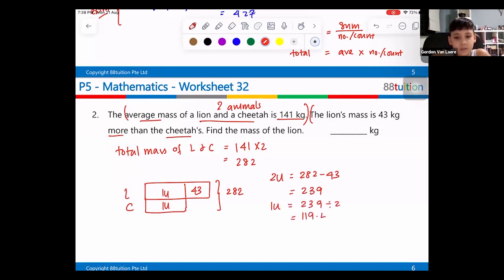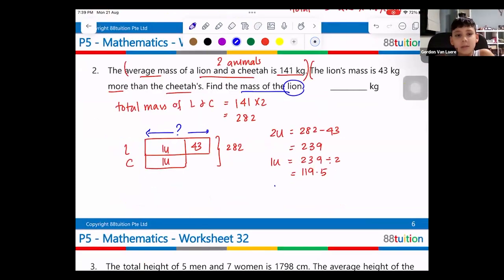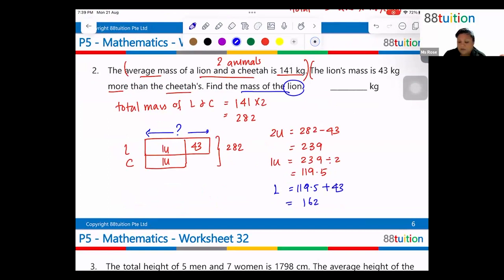119 and a half, or 119.5. Okay, so now what is the question asking? You are supposed to find the mass of the lion. So what do you need to do? The lion is 1 unit plus 43. So you take 119.5 plus 43, which is 162.5. Okay, so that's 162.5.